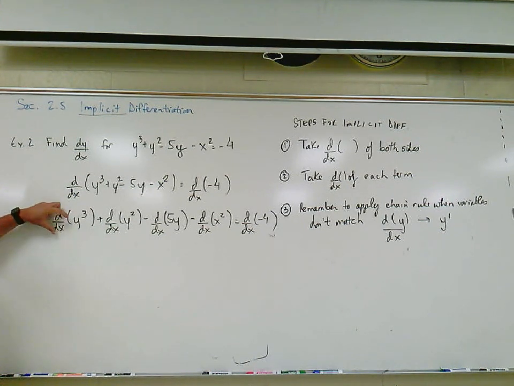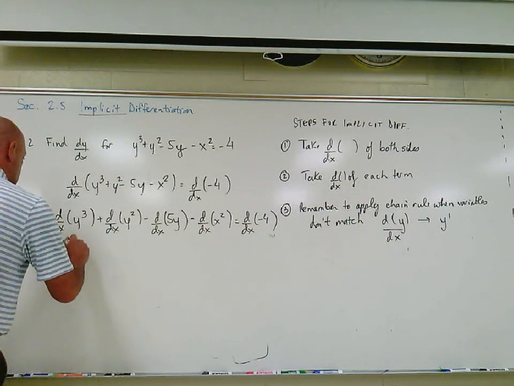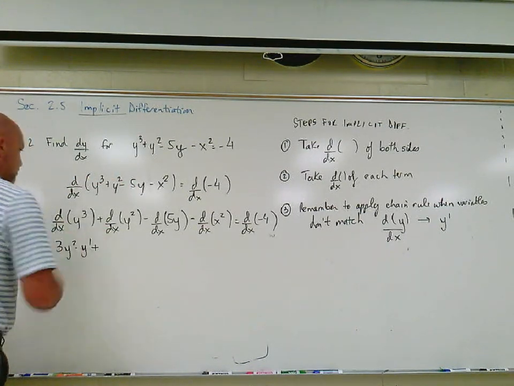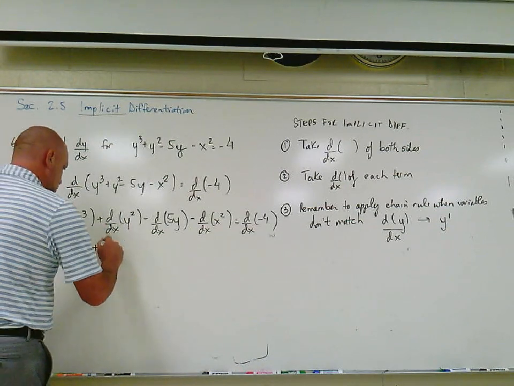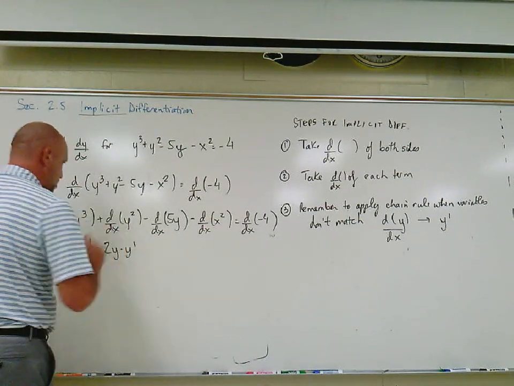So here's what I tell myself. I say, okay, if the variables are not the same here, I know I gotta put a prime at the end. So it's gonna be 3y squared, chain rule times y prime. Right here, derivative of y squared, we already did that one, 2y times y prime.